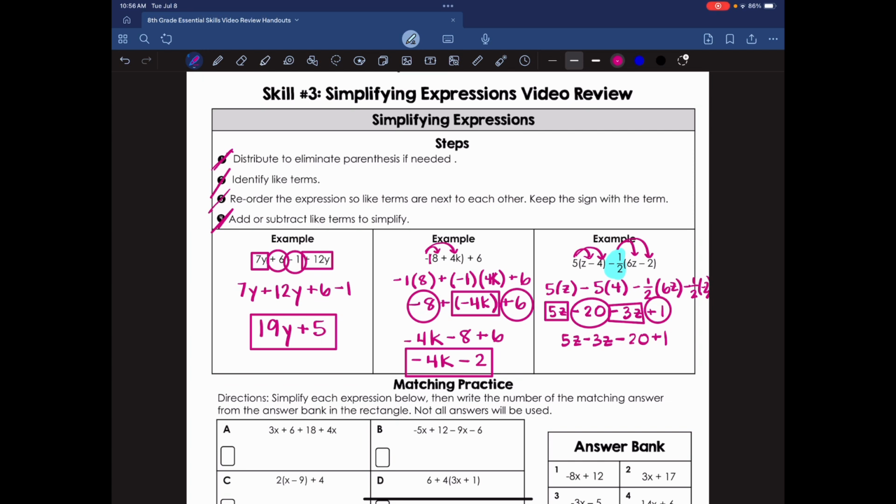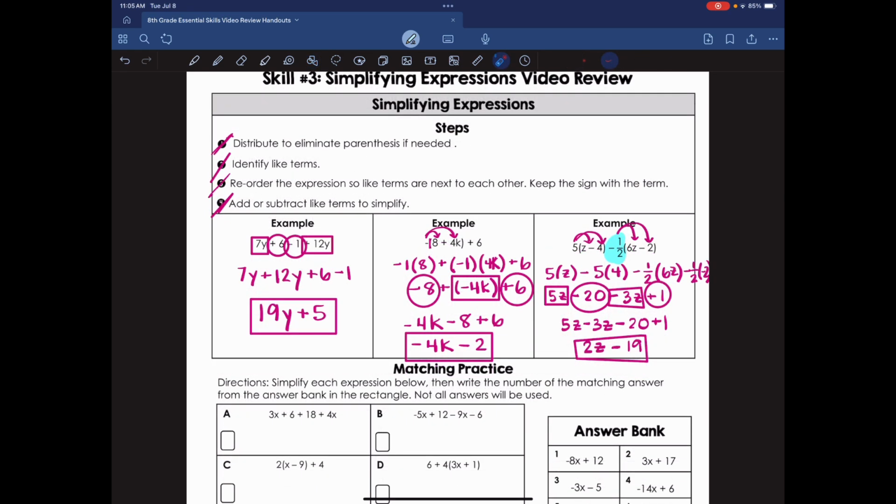So 5z minus 3z, that's 2z. And a negative 20 plus 1, you're adding with unlike signs. So we really subtract and then keep the sign of the larger absolute value. So if I subtract, I get 19. And the number that had the larger absolute value was the negative 20. So this becomes a minus. So our simplified expression after all that work is 2z minus 19.